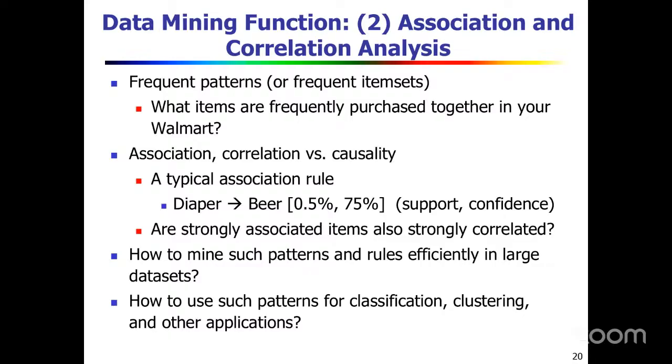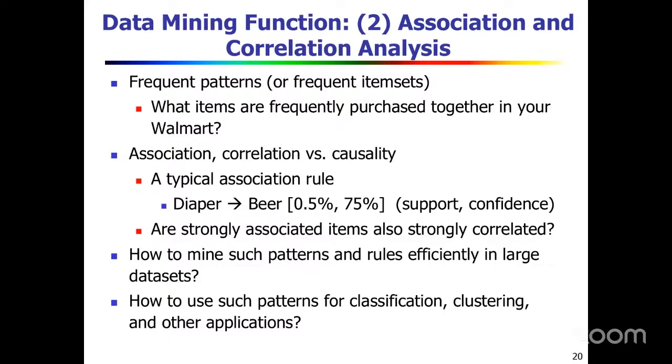Under association and correlation analysis, the most famous word used is frequent patterns, frequently occurring patterns, frequent item sets. So what items are frequently purchased together in, for example, Walmart? The best example: when we visit Reliance or DMart, some products are kept together side by side. Why? When we buy a milk product, bread is there, jam is there, all associated together. When we keep these products side by side, the customer will definitely buy them.